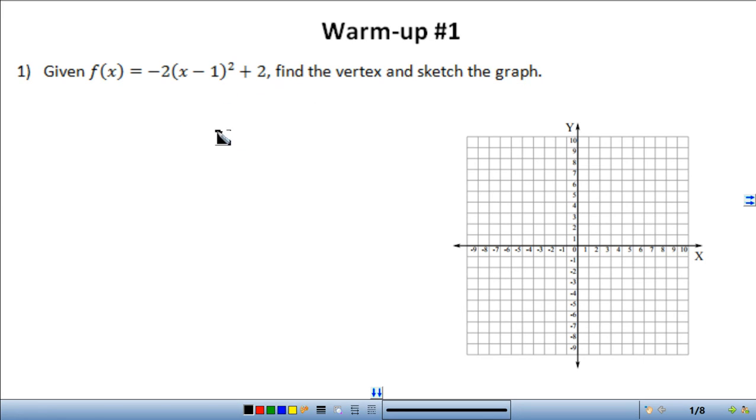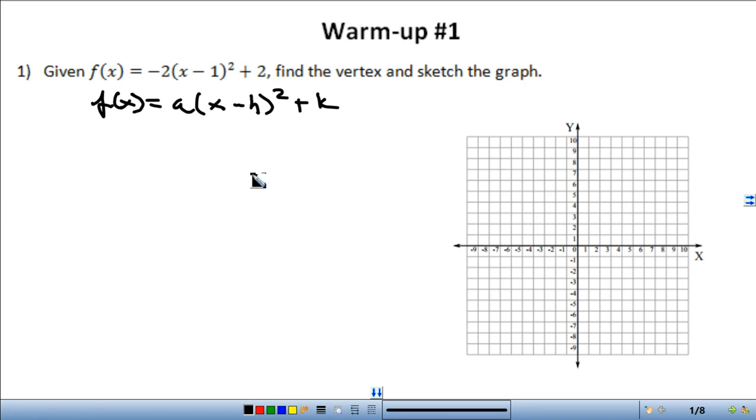This is already in standard form. So we have the equation f of x equals a times x minus h quantity squared plus k. That's an h. It's a terrible h. Let me rewrite it. There. That's an h. Still terrible.